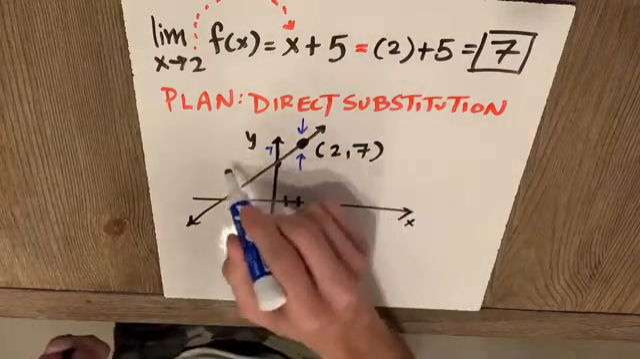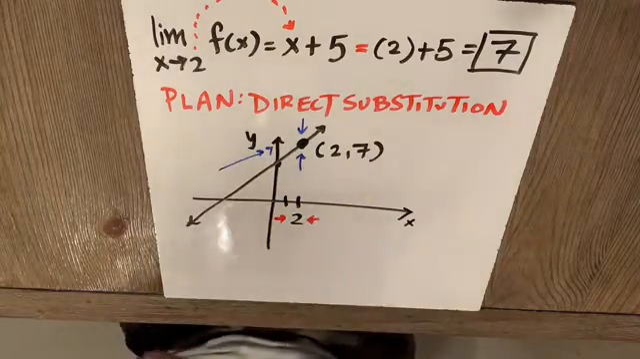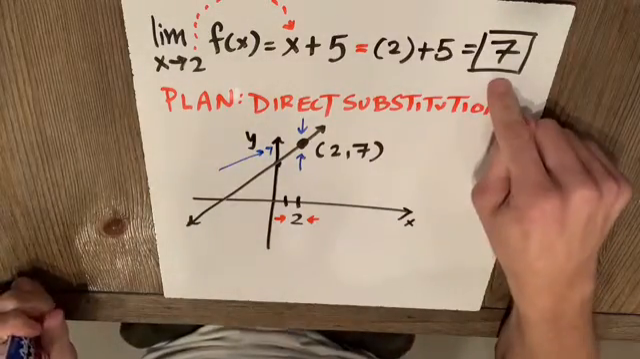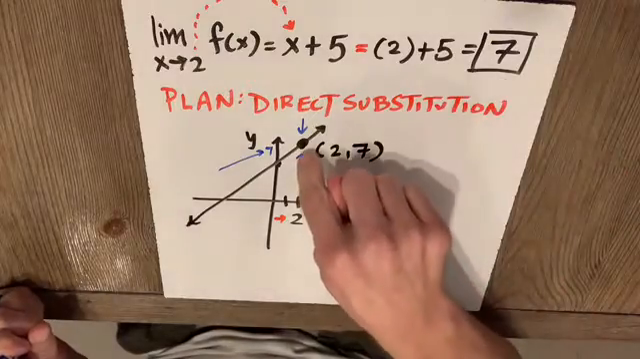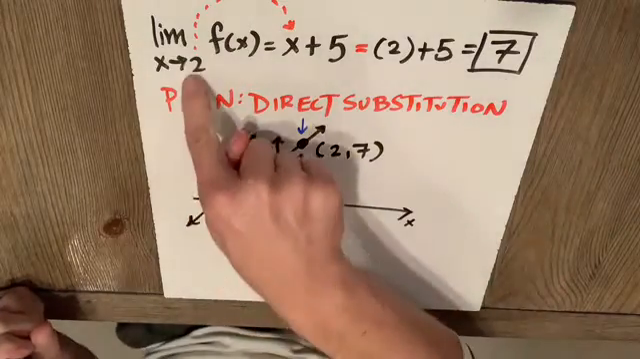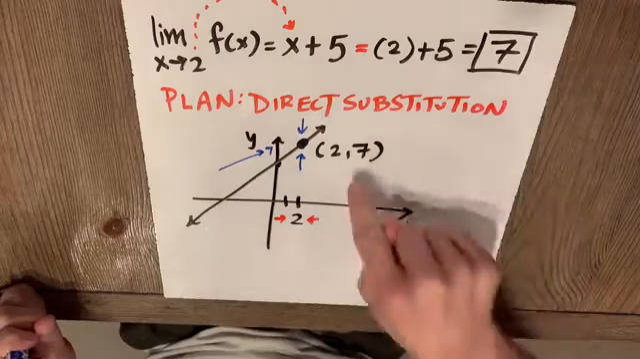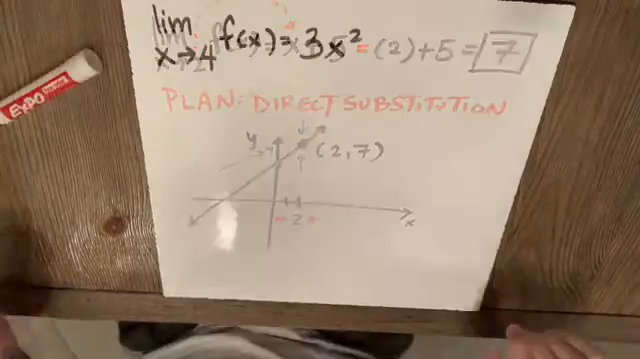Notice, we find the limit on the y-axis. It's 7 there. And if the limit can be found by direct substitution, then we're going to have a point on our graph. As x approaches 2, y is approaching 7. In fact, the limit is reached.